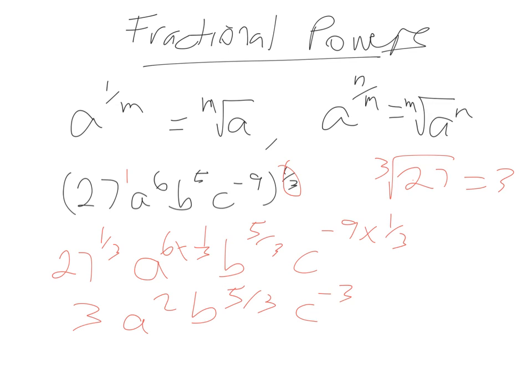So we've got one more step, and that is we'll make this 3a squared b to the power of 5 over 3, over c to the power of 3, because of the fact that it's a negative power, so that means that our value has to go onto the bottom.